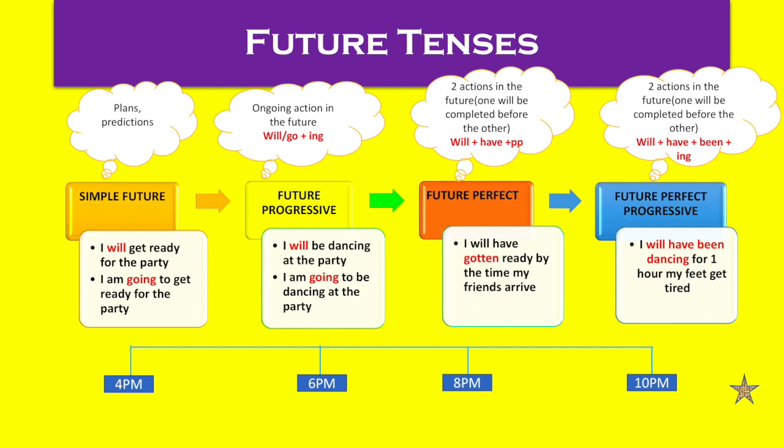We don't know how long you're going to be dancing, but we know you're going to be dancing for some time. And then your feet will get tired. So you're going to dance first, and then your feet will get tired. So the first action, we use will have been in the progressive form. Will have been dancing for 1 hour before my feet get tired.